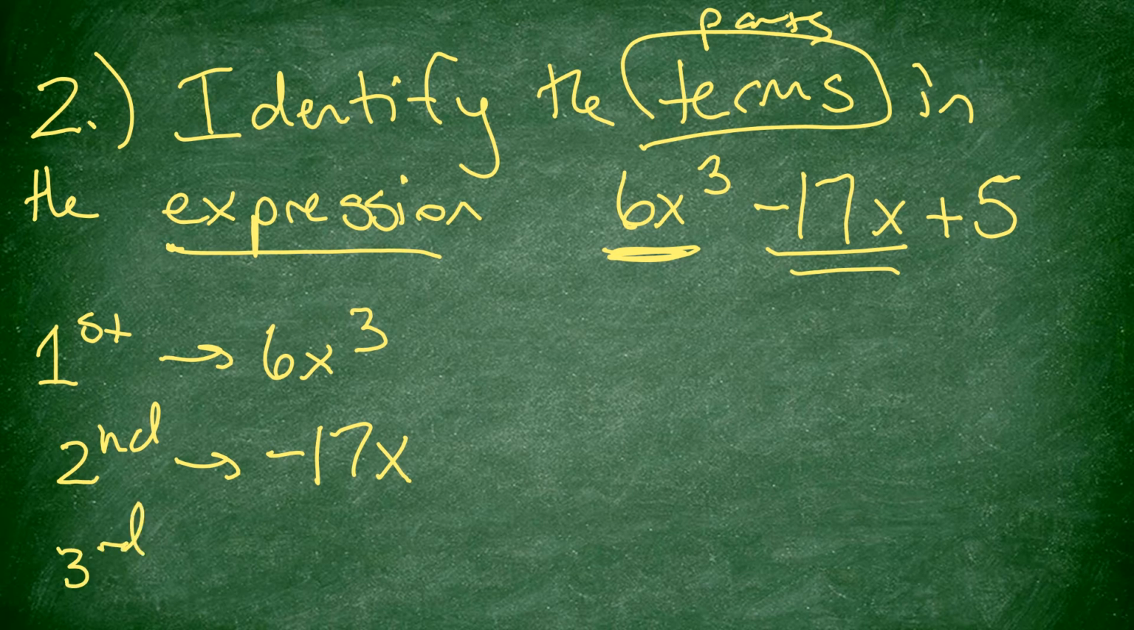The third is just 5. You can put plus 5 if you want, but it's really just 5. And that's it.